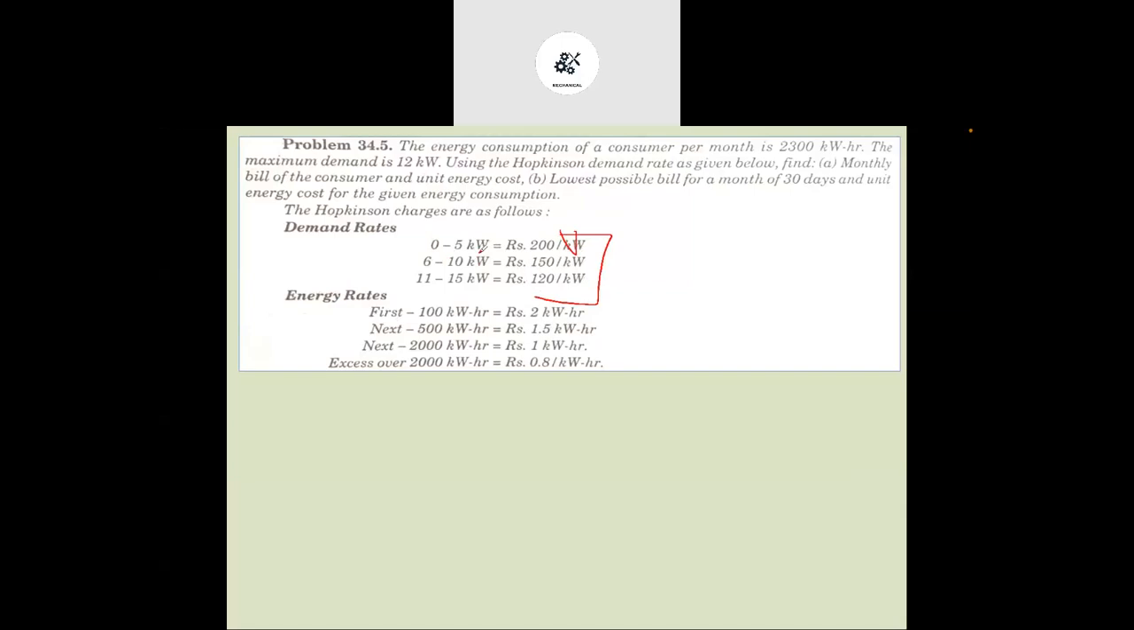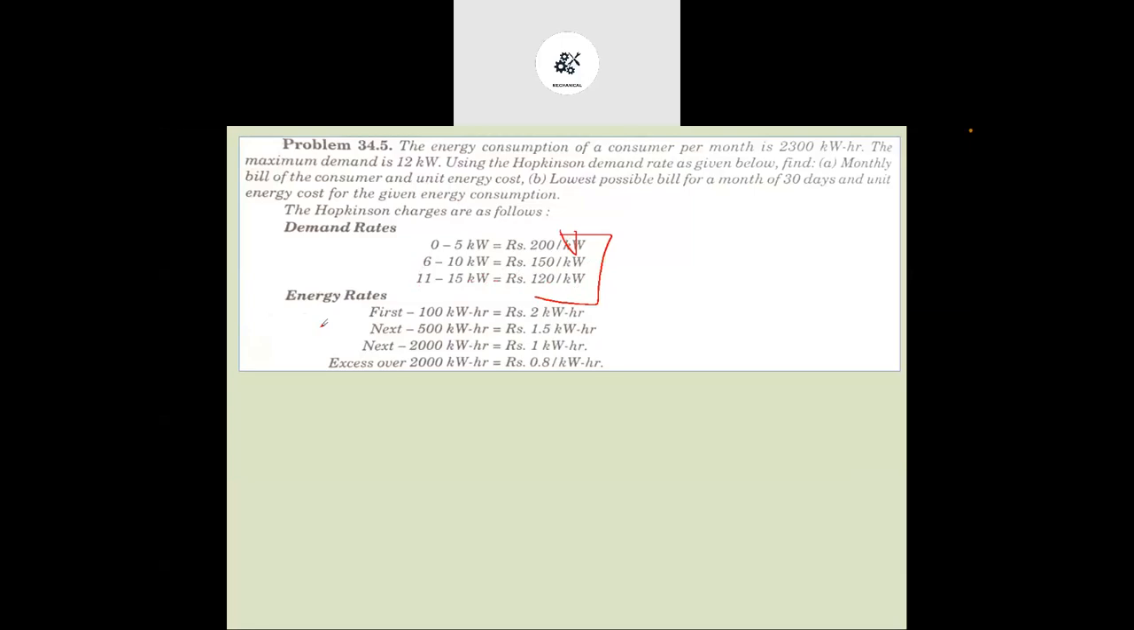Now this demand rate is related to the maximum demand. If the maximum demand is between 0 to 5 kilowatts, the rate is 200 rupees per kilowatt. When the maximum demand is between 6 to 10 kilowatts, the rate will be 150 rupees per kilowatt. And if the maximum demand is 11 to 15 kilowatt, the demand rate will be 120 rupees per kilowatt. This is the maximum demand rate.